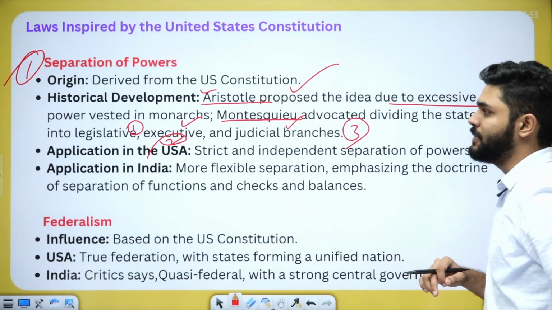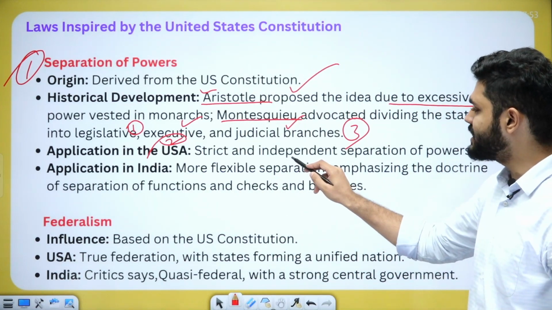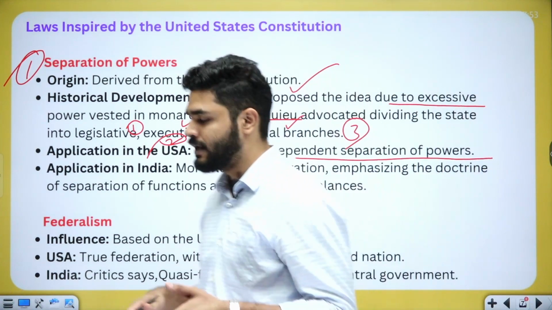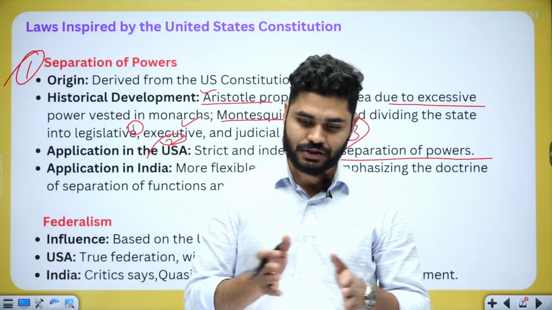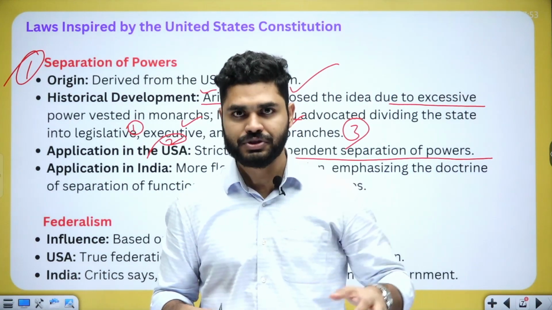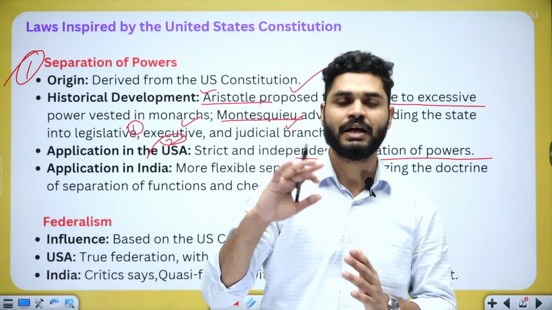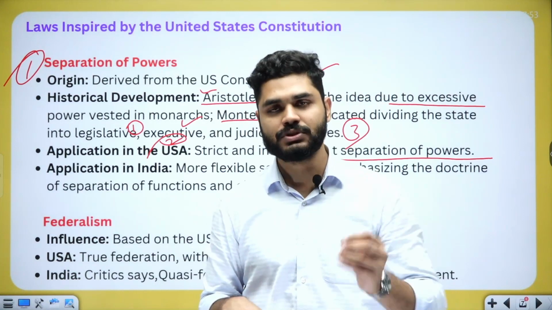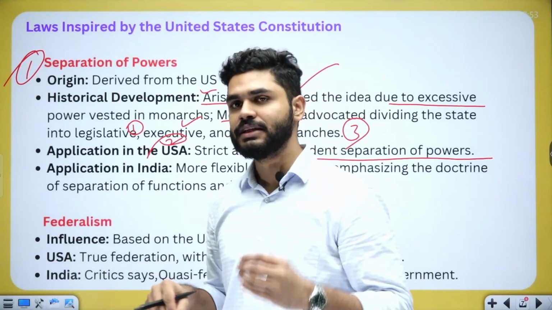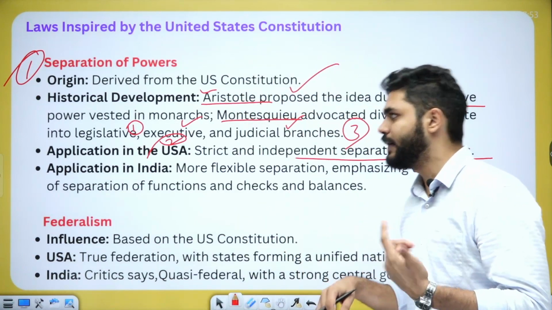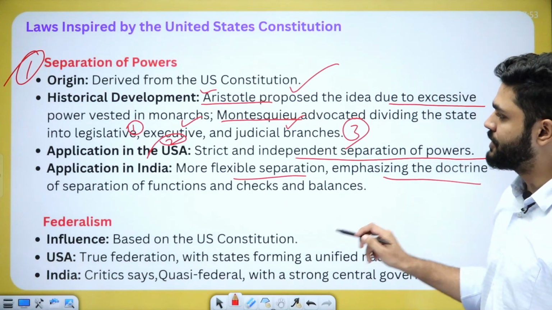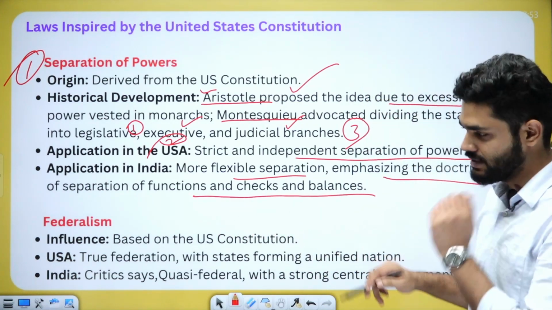Now the application in the USA is quite strict, and there is independent separation of power. It is so strict that the legislative procedure will not come into the path of judicial procedure. The judicial people will only give the judgments. There is a clear distinction between all three powers. But in India, this concept is quite diluted. The application in India is more flexible, emphasizing the doctrine of separation of functions and checks and balances.